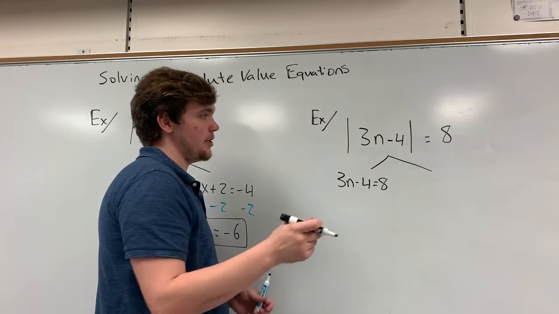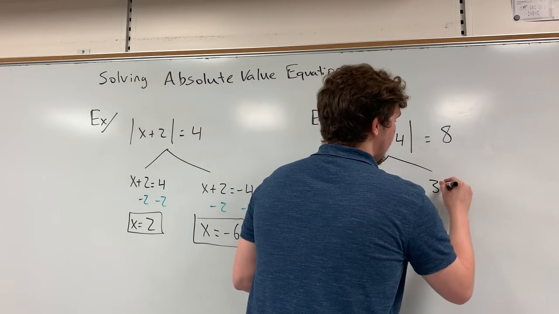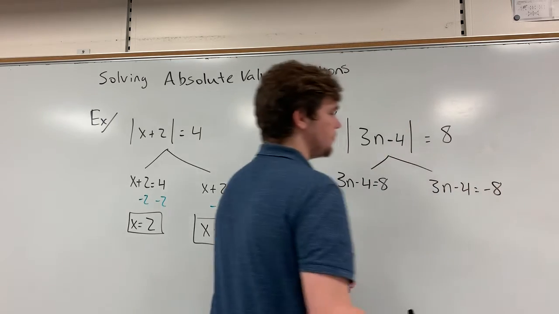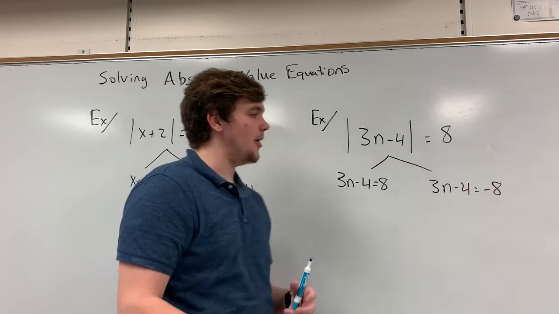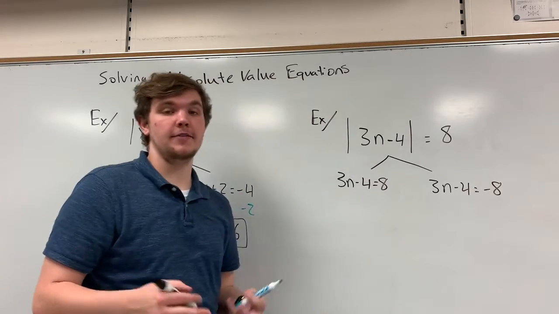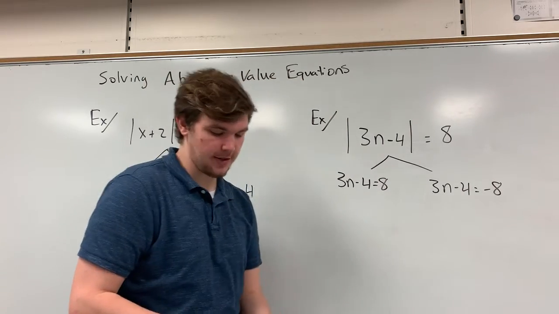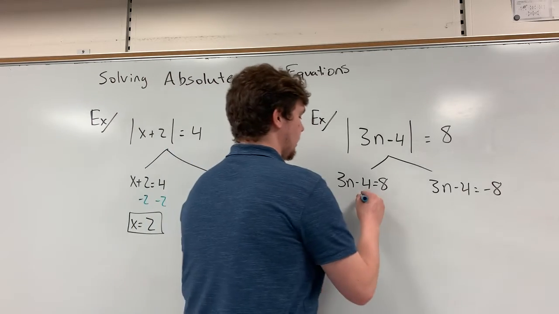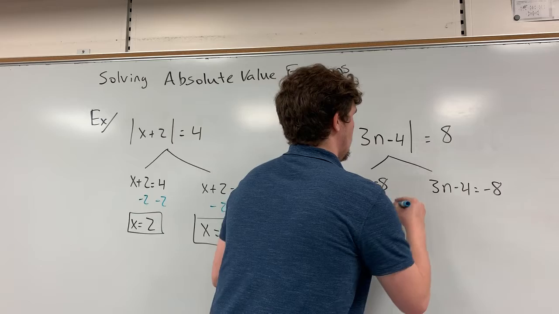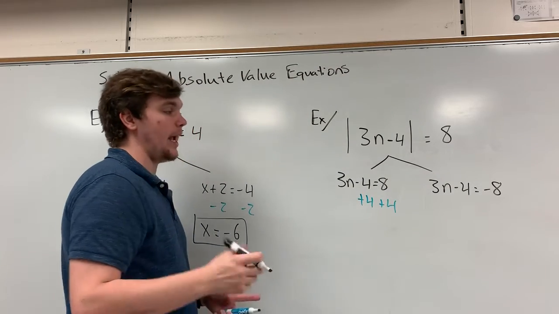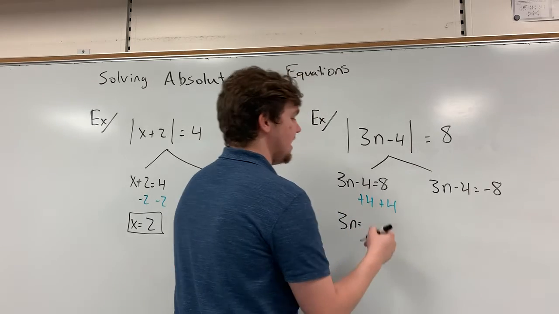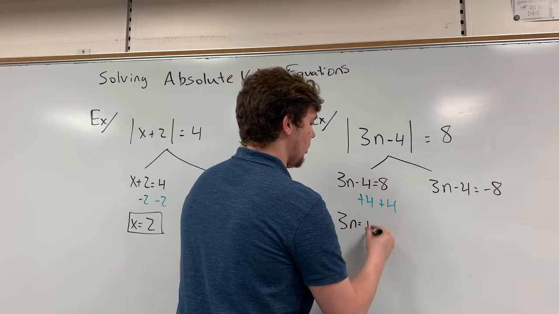And then my other equation is going to be 3n minus 4 equals negative 8, okay? And so now, just like the last problem, I have two separate equations here to solve. So let's start with this one, right? Let's add 4 to both sides. When I add 4 to both sides, I'm going to get 3n equals 8 plus 4 is 12.